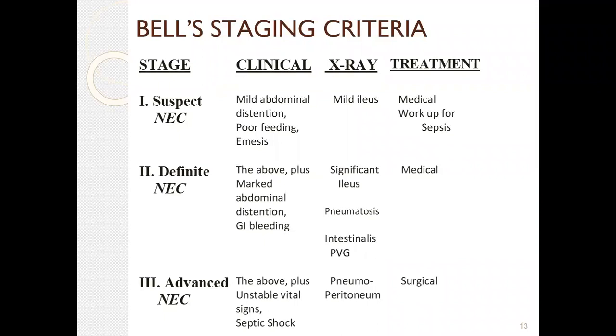And for treatment, there will be a medical workup for sepsis, because all these signs you can also see in sepsis. In stage 2, there are all of the above signs like abdominal distension, poor feeding, vomiting, along with marked abdominal distension and GI bleeding. In stage 1, there is no bleeding. In stage 2, you will notice the bleeding. And on X-ray, there will be significant ileus.